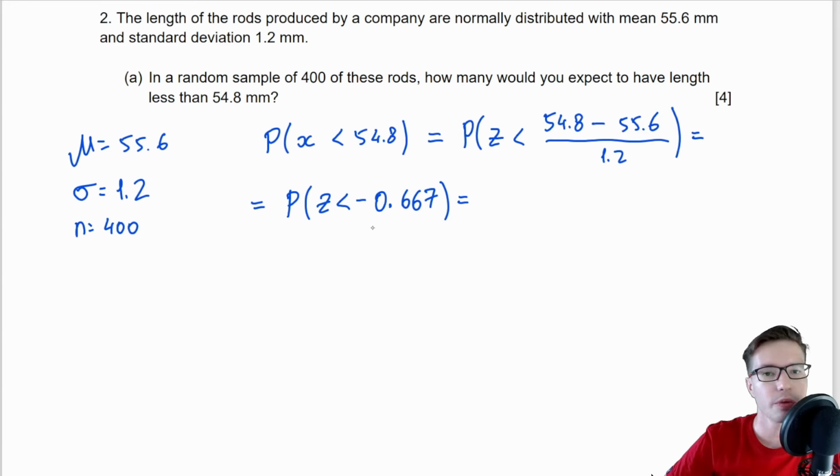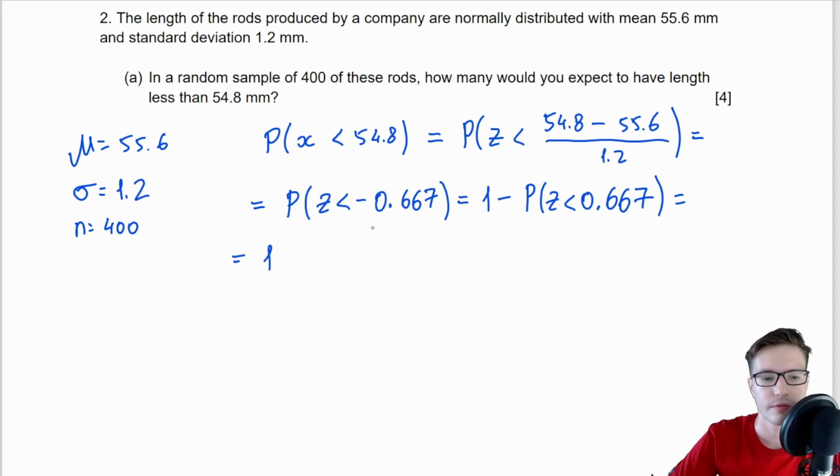And a table for the normal distribution only gives us positive values. So we can swap it to 1 minus the probability of z being less than positive 0.667. And if we search 0.667 in the table, we will get 0.7477. And finally, when we subtract, we get the answer.